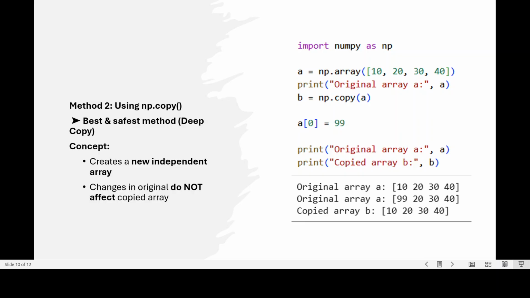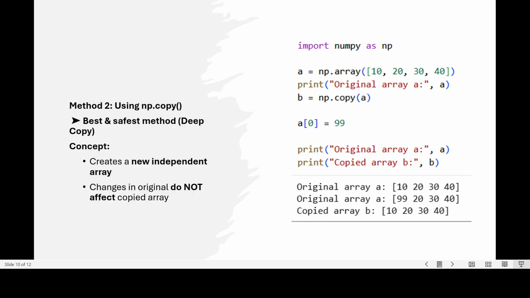Let us understand the program. First we have to import the numpy module, import numpy as np. Then I am creating a single dimensional array by using the function np.array() and storing it in a variable a. This is our original array. Then b equal to np.copy(a). This line creates a new array b by copying all the elements of a. Unlike assignment, this creates a completely separate copy.